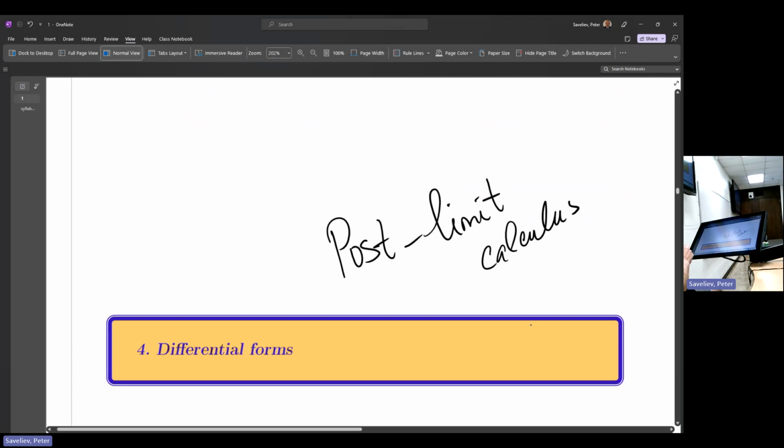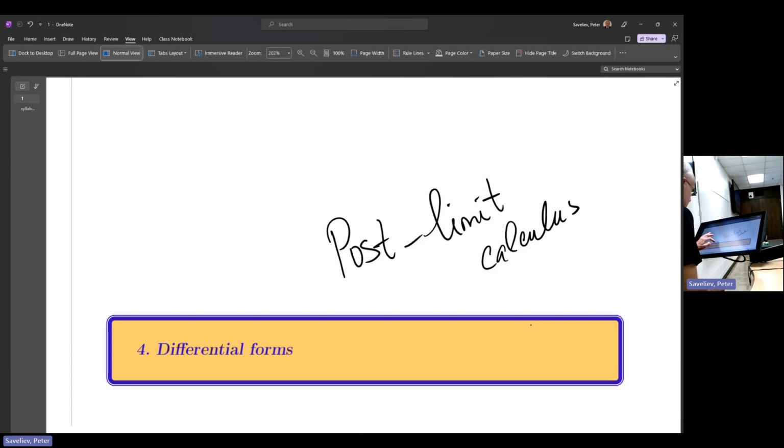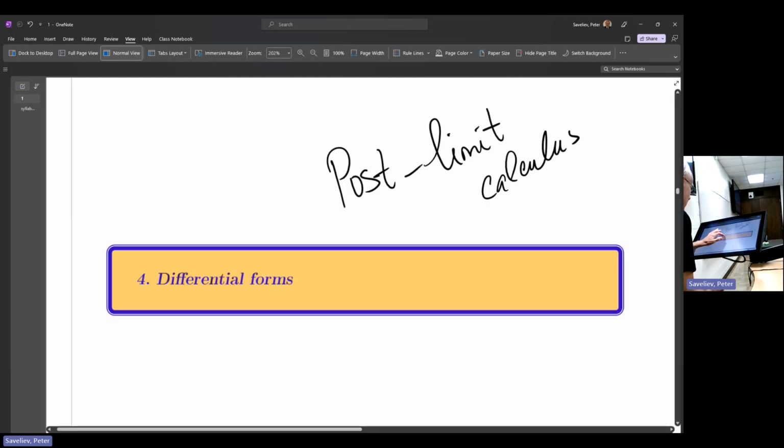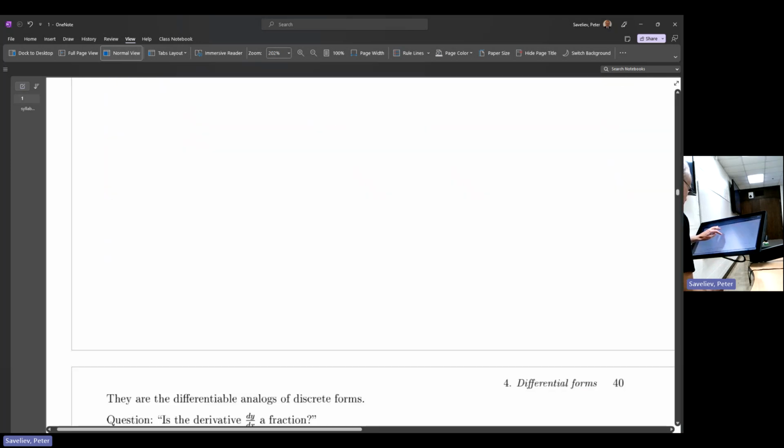Okay, and here it is. It is something that you've seen before. Remember, we've been talking about discrete forms. There are also forms in the post-limit, in the familiar infinitesimal continuous calculus, but they look something like this.